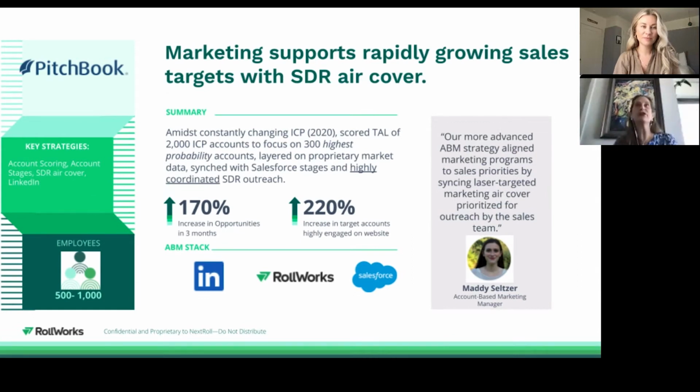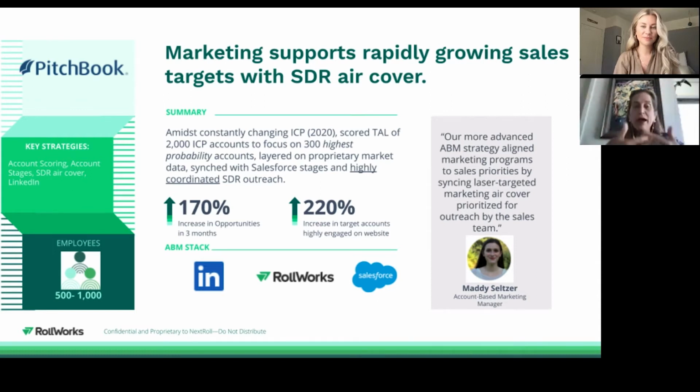Next up, I've got PitchBook. Here's what I call a bread and butter use case for ABM. PitchBook has, again, a fairly large target account list of about 2,000 accounts in their ICP. In 2020, their ICP was changing, so as their business changed, they really had to align their efforts around a smaller subset of accounts that they could prioritize. They used account scoring to identify 300 of the highest probability accounts and created air cover with display ads and aligned that very precisely with SDR outreach.